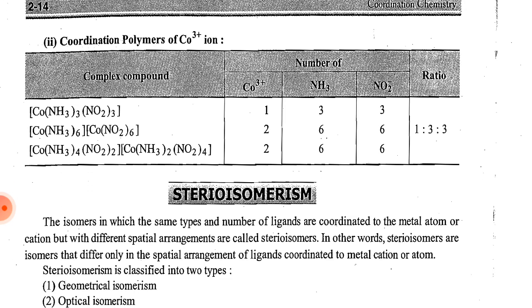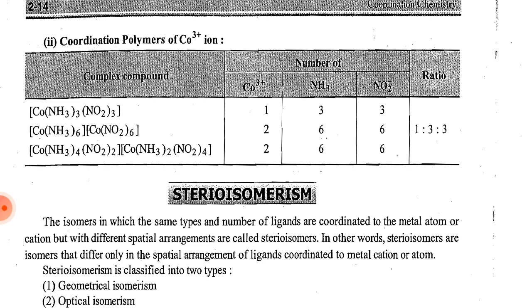Coordination polymers of Co3+ complex compounds. Here [Co(NH3)3(NO2)3]: the number of cobalt 3+ is 1, NH3 is 3, NO2 is 3. Then [Co(NH3)6][Co(NO2)6]: cobalt 3+ is 2, ammonia is 6, nitrite is 6, so it is 1:3:3. Then [Co(NH3)4(NO2)2][Co(NH3)2(NO2)4]: Co3+ is 2, NH3 is 6 and NO2 is 6, so once again the ratio is 1:3:3.